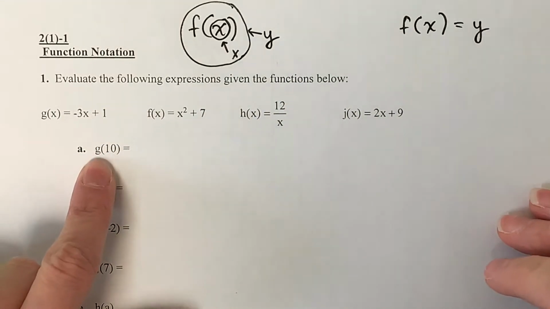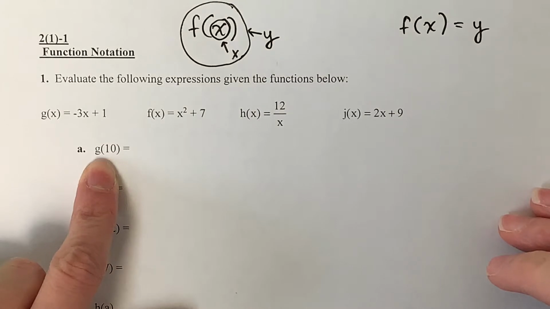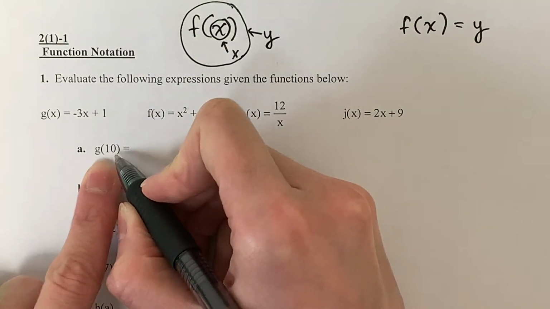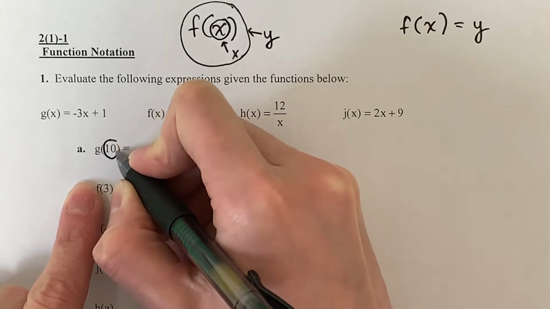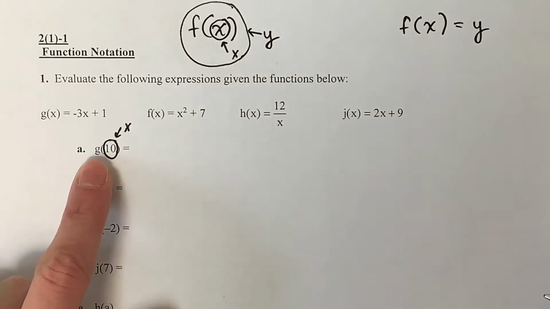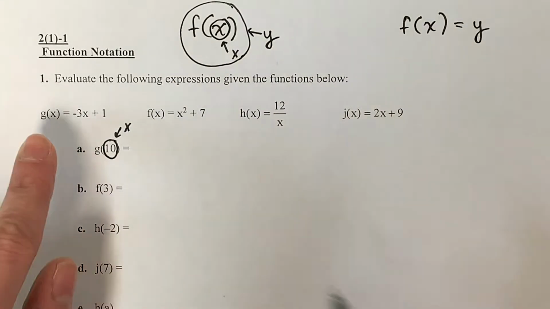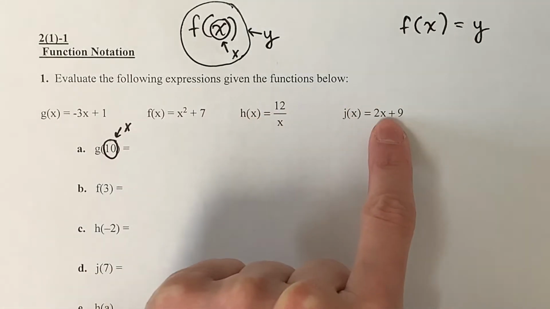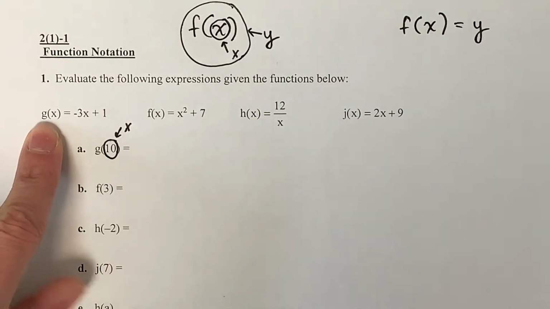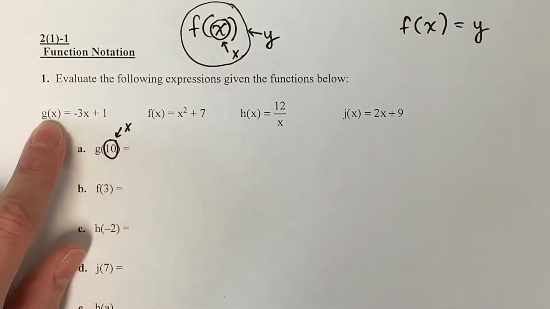A, I have g of 10. The first thing you need to do is look at the number. This number is 10 and it is inside of the parenthesis. If it is inside the parenthesis, that means it is x. So this letter in the front is G. So I have 4 options to choose from. This is G, so I will need to choose the option with the G. So this is the equation that I will be using.